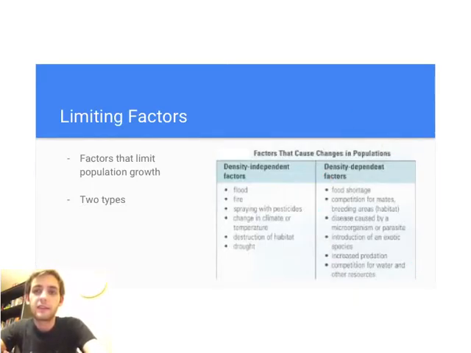The opposite of that, density-independent factors, are those limiting factors that don't affect populations based on size. So things like a flood, fire, spraying pesticides, destruction of a habitat, a drought, all of those things will negatively affect populations regardless of their size.